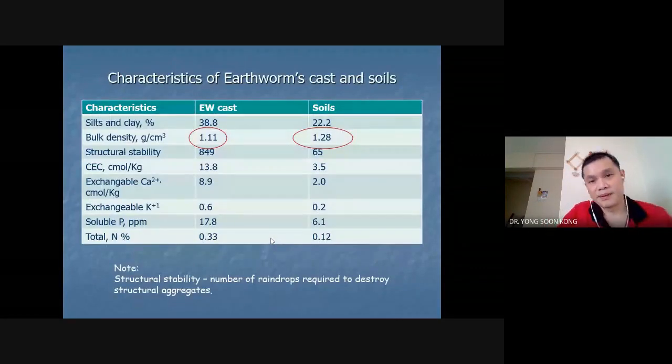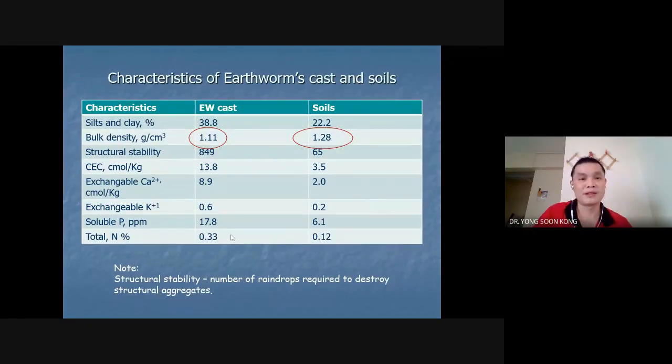Okay, more evidence of the good worm cast as fertilizer. So earlier we have seen nitrogen, phosphorus, and so on. This table from another source shows you the other benefits of worm cast. As you can see right there, with worm cast, the soil seems to have a lower bulk density.